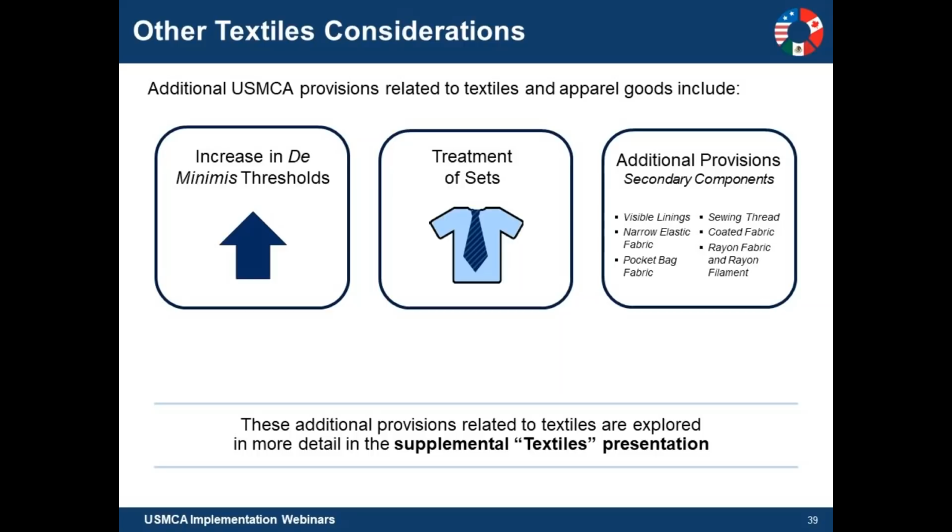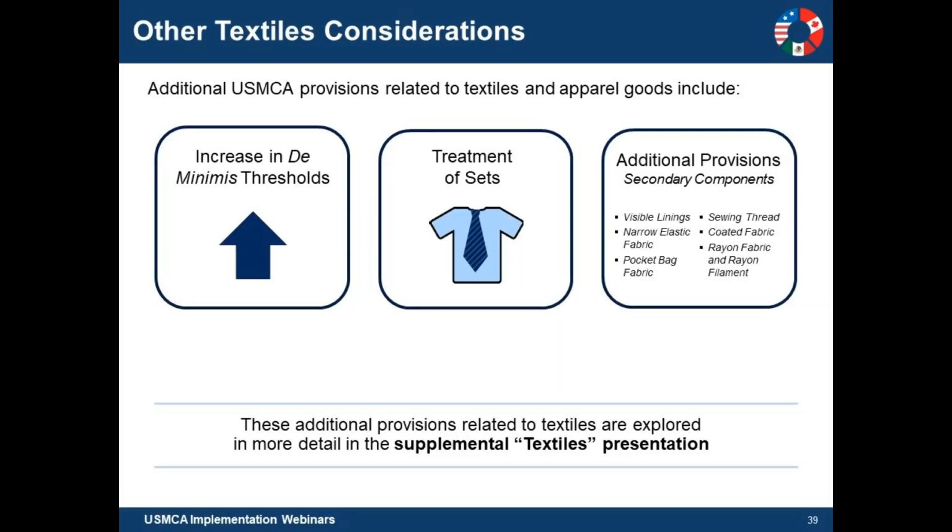The treatment of sets for textiles is new for USMCA. Textile or apparel goods that are put up for retail sale as a set and classified in accordance with Rule 3 of the General Rules of Interpretation of the Harmonized Tariff Schedule will be considered originating if each of the goods in the set is an originating good or the total value of the non-originating goods in the set does not exceed 10% of the value of the set.